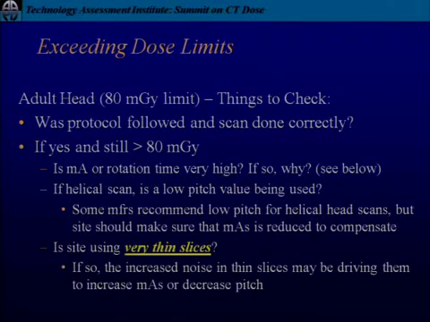And we've talked about this a bunch of the morning, is the site using very thin slices? If so, they may see that increased noise, want to compensate, and increase the mAs. That may push them above 80 milligray.